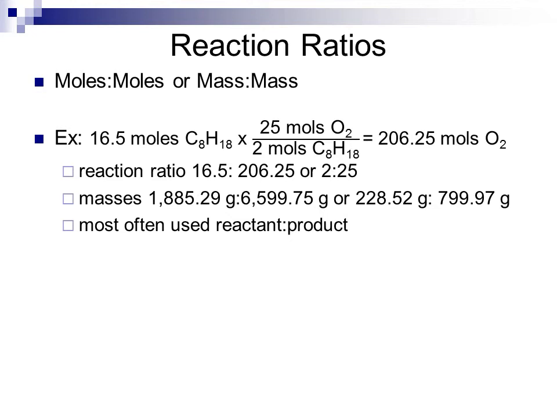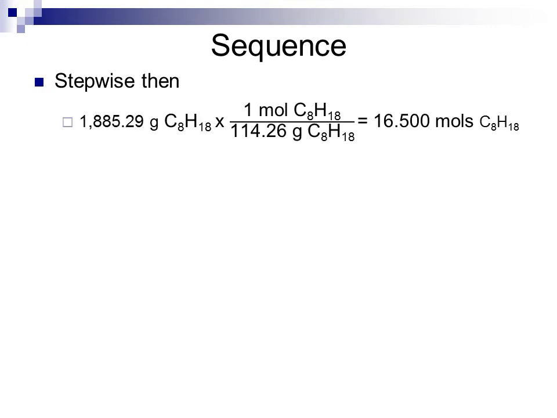Usually, we will use reactant versus product in stoichiometry because normally what we're looking at is how much of a reactant will produce a certain amount of product, or how much product I can get from a certain amount of reactant. But we can also look at different aspects within a reaction as well. So the sequence then, stepwise, to go from one thing to another thing.